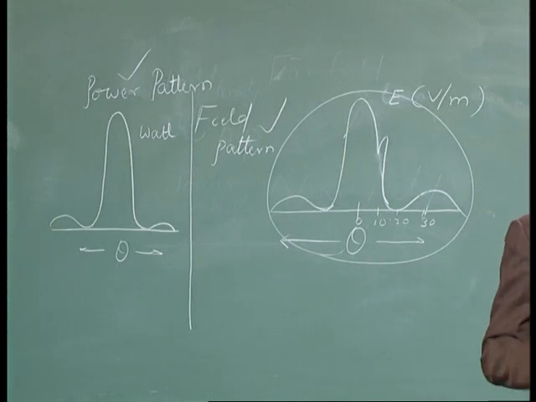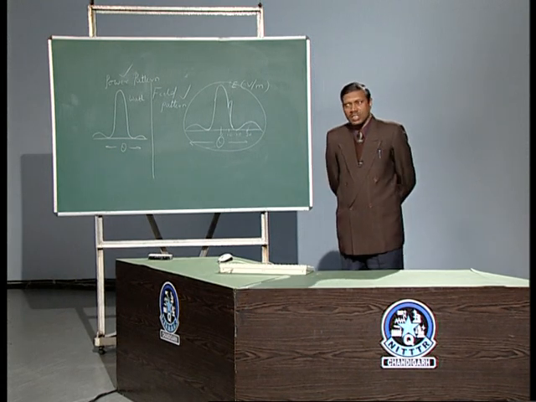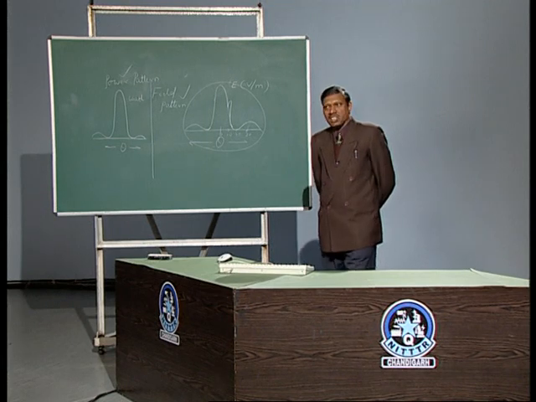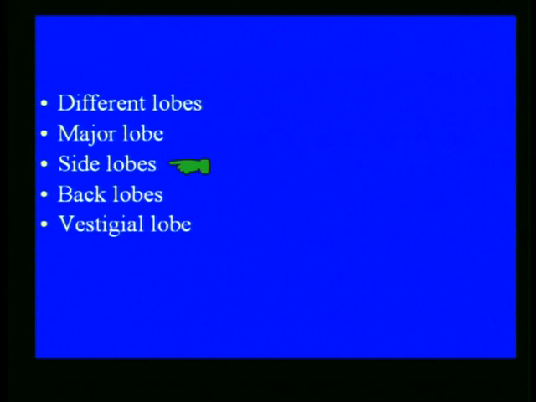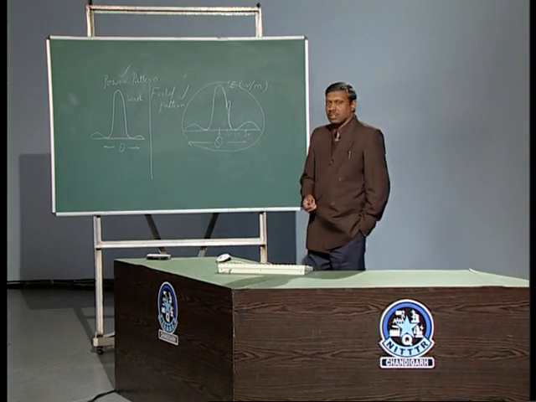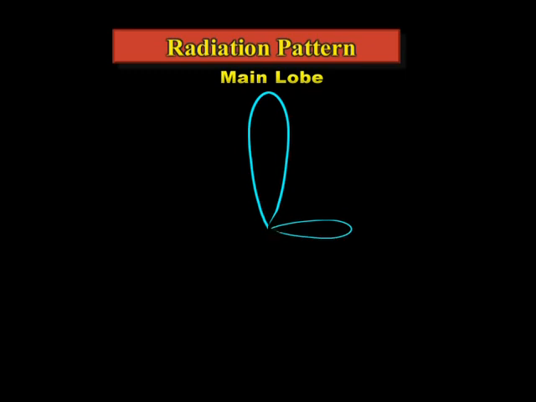So, depending on this type of distribution, how the signal is getting distributed in the surrounding regions, we use the terminology in radiation pattern as major lobe, side lobe, back lobe and vestigial lobe. So, let us have a look at the graphical picture which is in front of us. To see this in an animation way, let us have a look at the animation.